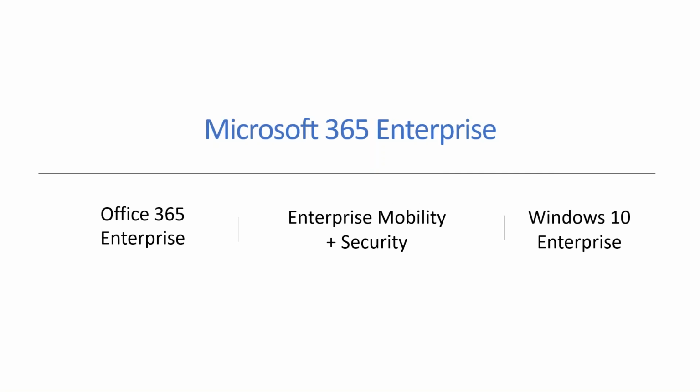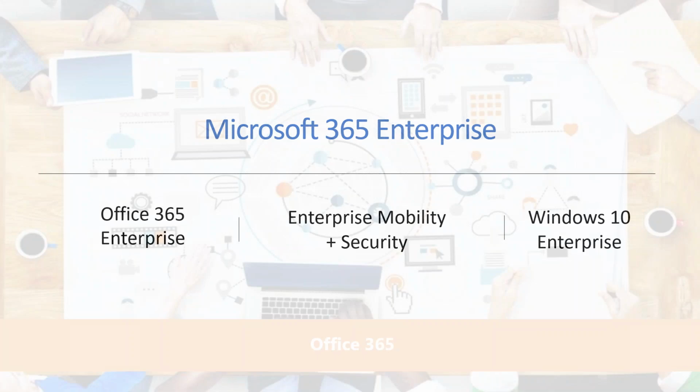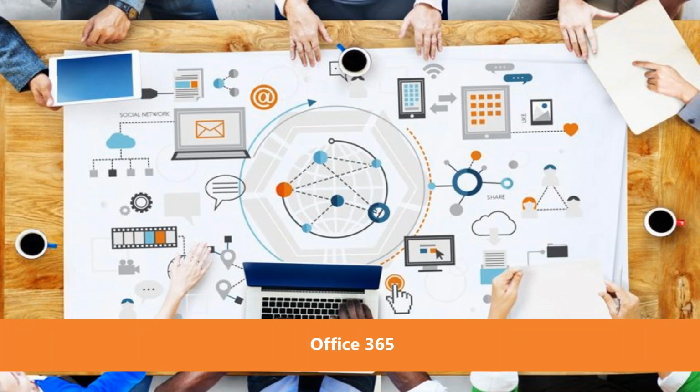Simply put, Microsoft 365 Enterprise basically contains Office 365, EM+S, or Enterprise Mobility and Security, and Windows 10. That's it. There are 3 pillars to Microsoft 365. We'll explain why Microsoft came up with Microsoft 365, or my reasons behind that. But let's look at those 3 pillars individually and then see why bundled together they make a more fantastic story to tell. So, Office 365.